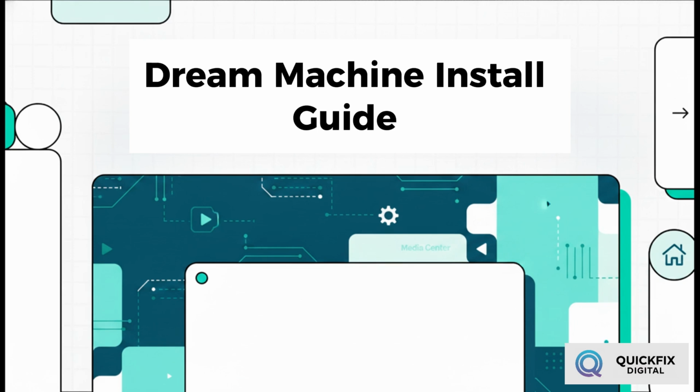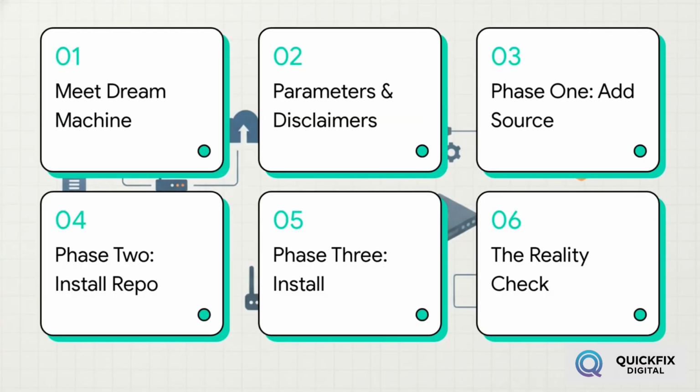Let's get into it. Okay, let's dive into this. Here is our roadmap for today's explainer. First, we'll meet Dream Machine. Then, we'll quickly cover parameters and disclaimers. After that, we'll execute the setup across 3 phases. Phase 1, add source. Phase 2, install repository. And Phase 3, install add-on. Finally, we'll wrap the whole thing up with a reality check.